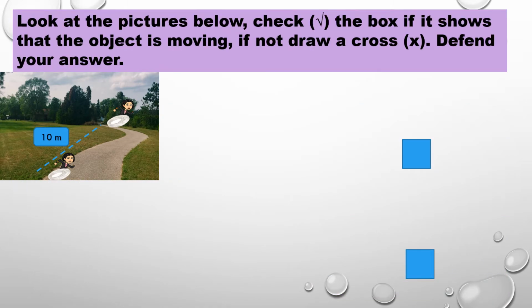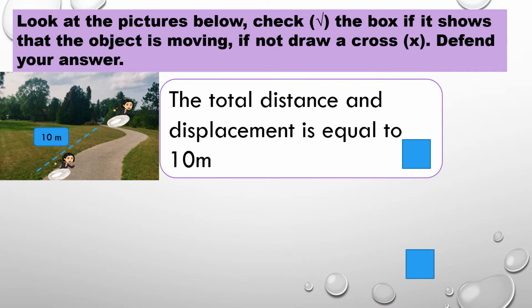Now, this girl, this avatar, will travel or run from this end going to that end. From this end to that end, it's 10 meters. Okay, so let's analyze. It says the total distance and displacement is equal to 10 meters. What is the correct answer here? Check or X? Anthony says check. Ben says check. Neil, question mark. Why question mark here? Ivan says check. Very good, they understood. Our correct answer here is check.